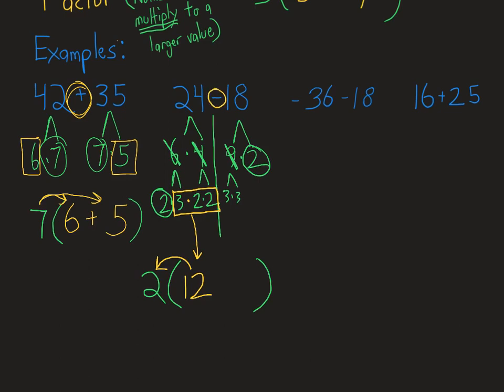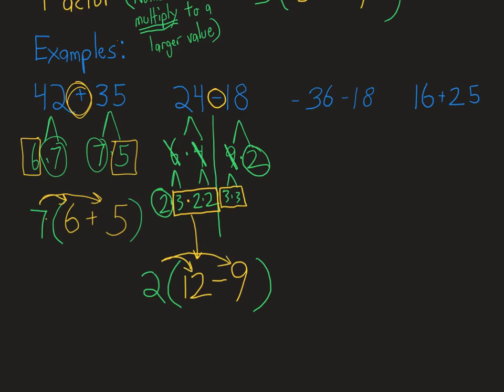Keep your signs the same when you pull things out. And then what's left of that 18 after I pull the 2 out of it is the 9. Now, if we check, we've factored out a 2, and if we reverse the direction, we can see that it works. I just reverse my arrows.